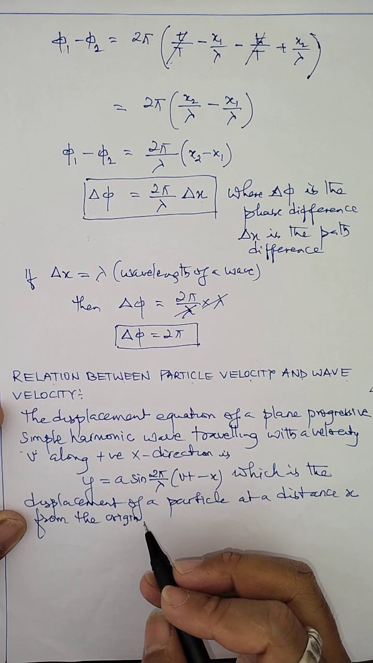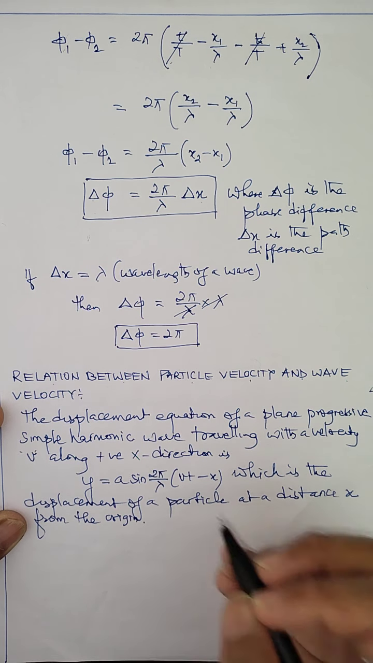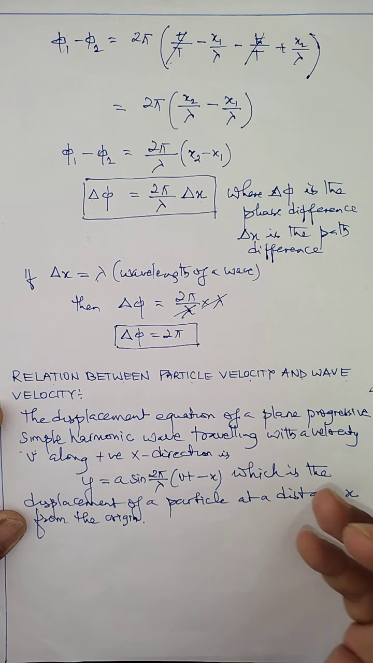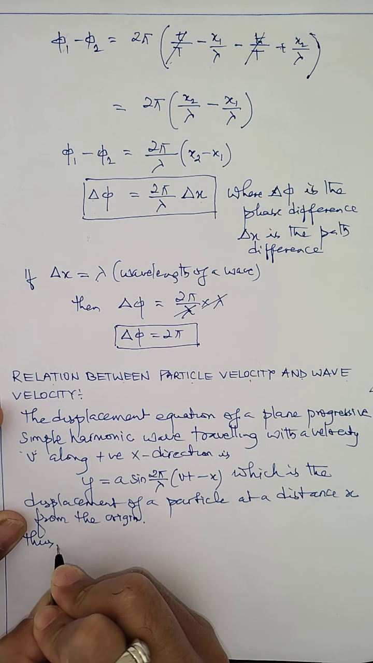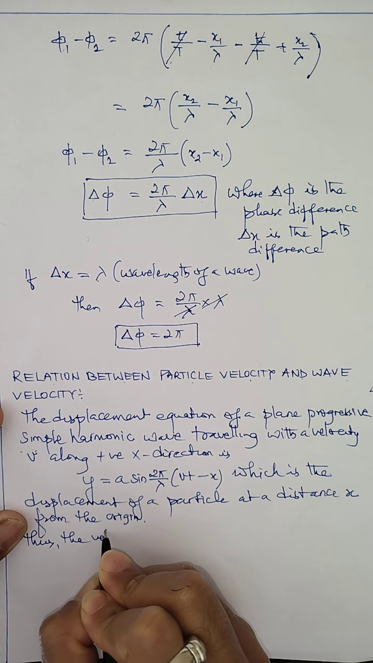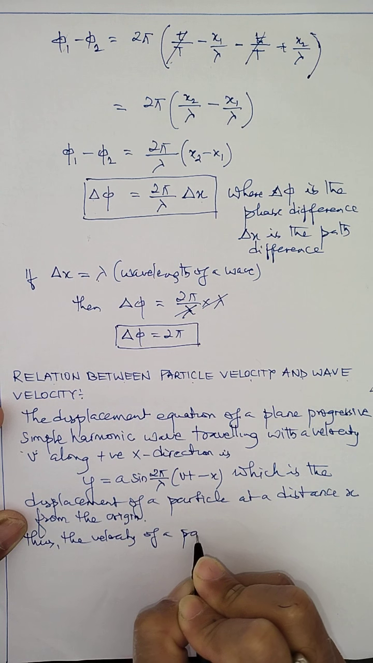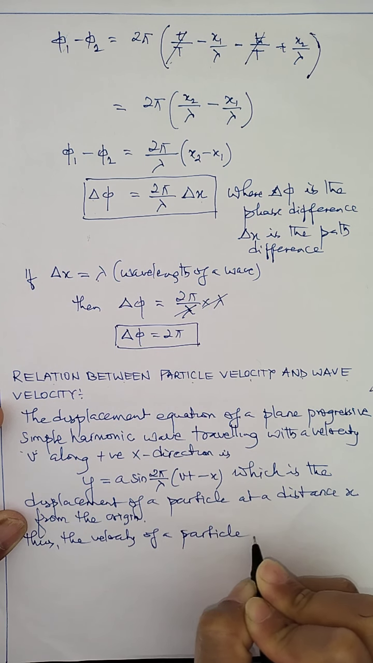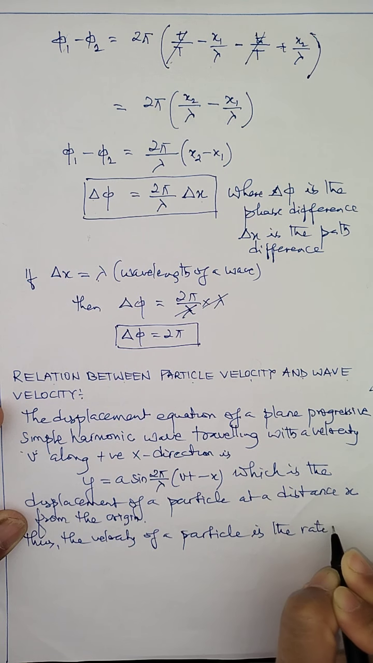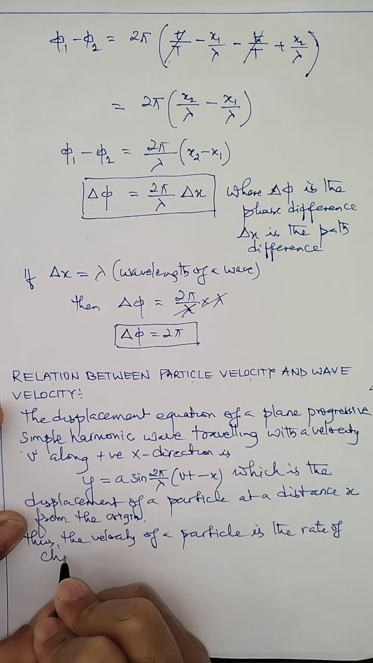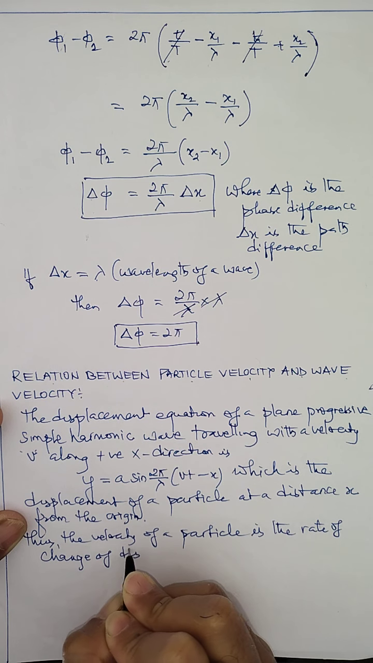Now with this we can calculate the velocity of the particle. Velocity means the rate of change of displacement of the particle. So the velocity of a particle is the rate of change of displacement of the particle.